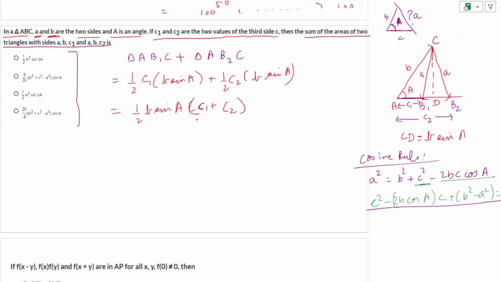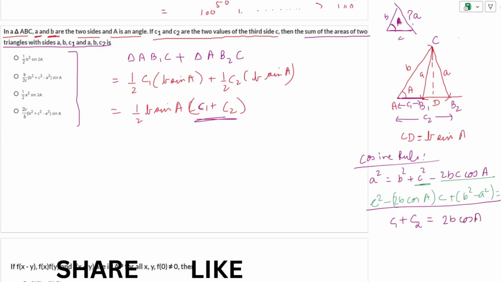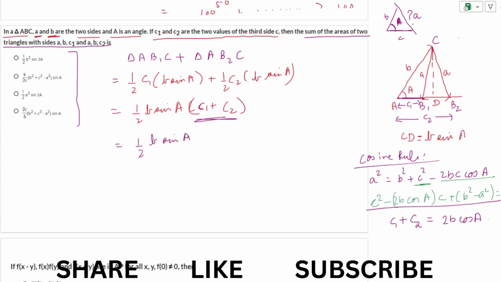What do you need? The sum of the two roots you have here. So use your concept from quadratic. C1 plus C2, the sum of the two roots, would normally be minus b by a, right? So in this case it would be 2b cos A. Now let's write it here. I think we are done. So this, and then you write 2b cos A.